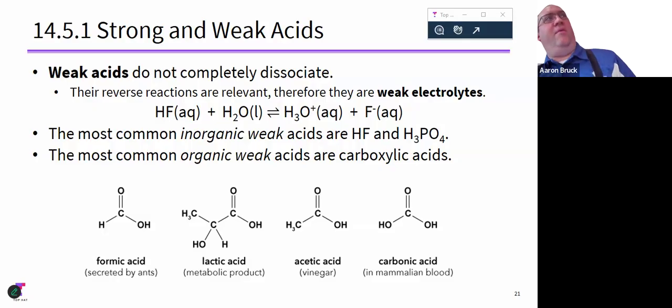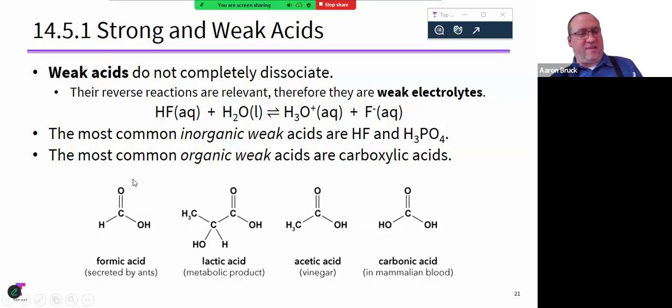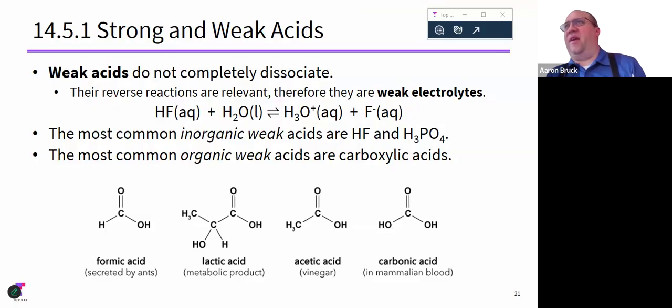The most common organic weak acids are the carboxylic acids, where we tend to see these. So this is formic acid. We saw it in an earlier example. This is what is actually secreted by ants. So if you ever get an ant sting, the reason it stings is because their venom, so to speak, is formic acid. And so when they bite you, formic acid gets into the wound and it hurts.